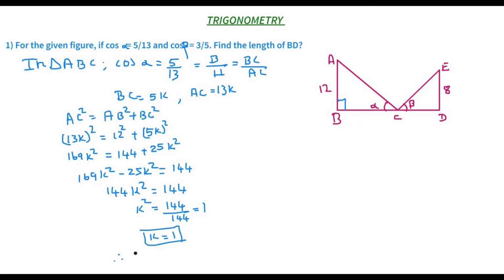So therefore we know that BC is equal to 5. 5 times 1 is 5. And AC is equal to 13, because if it is 1, it will give us the same answer. So now we have found out what BC is. BC is 5 and AC is 13. So we have found out all this.